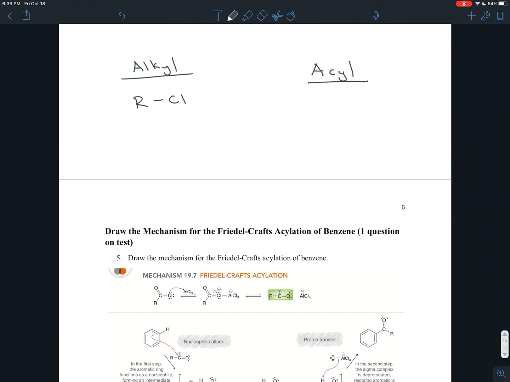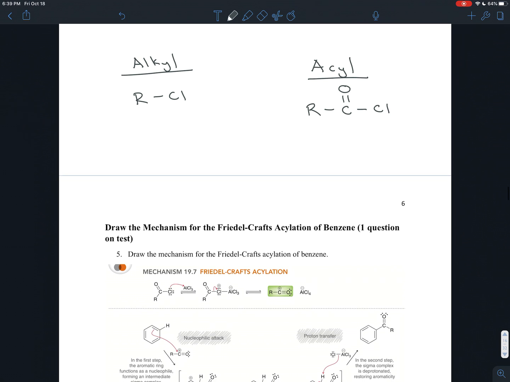An acyl group, though, is a carbon chain, but at the end of the carbon chain you have that carbon to oxygen double bond. Now in this case we're going to take that acyl group and bond it to the chlorine just like before, and you'll see the mechanism is almost exactly the same. The difference that the acyl group will make is that you won't get carbocation rearrangement. The double bond to the oxygen will have a resonance form that stabilizes the positive charge on that carbon.